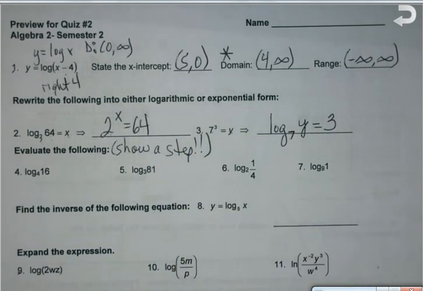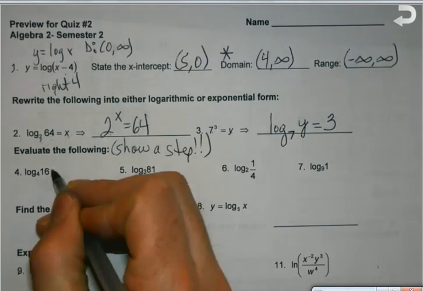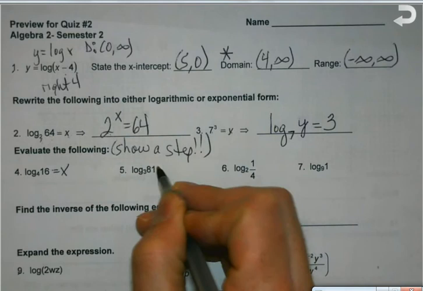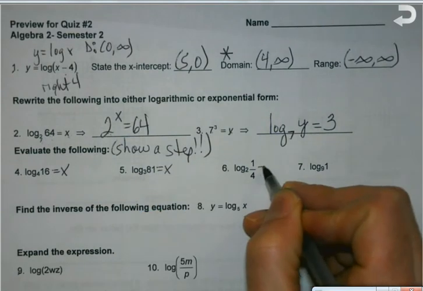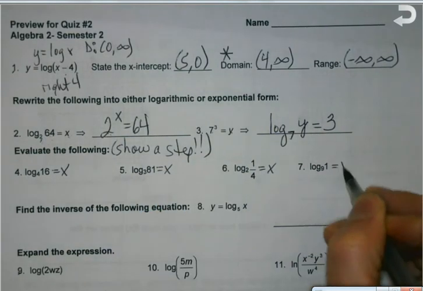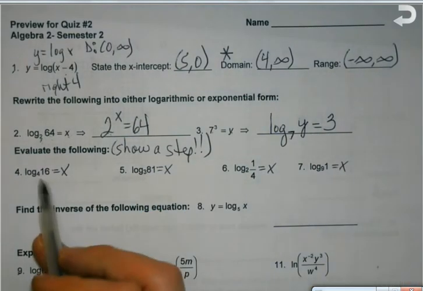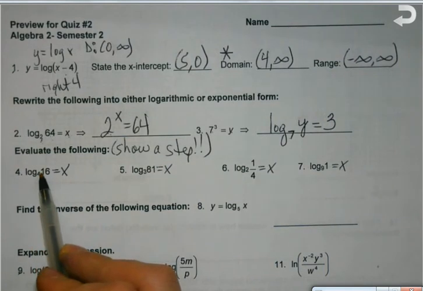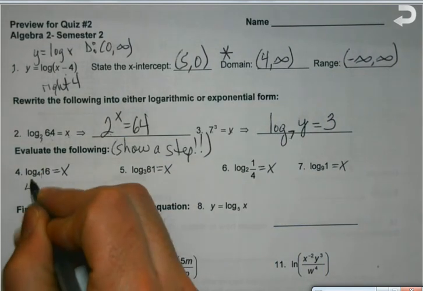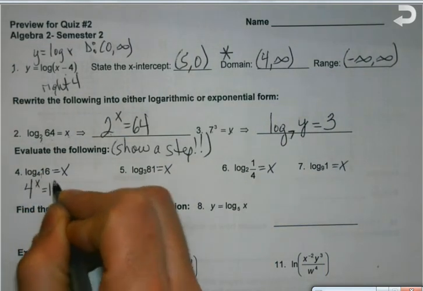Okay? Could you use change of base form on every single one of these? Yes. Do I assume most of you are going to use change of base form on all of these? Yes. But you have to show me how you're getting there. In other words, before you go and use change of base form, I want you to turn this into its exponential. So in other words here, 4 to the x equals 16.